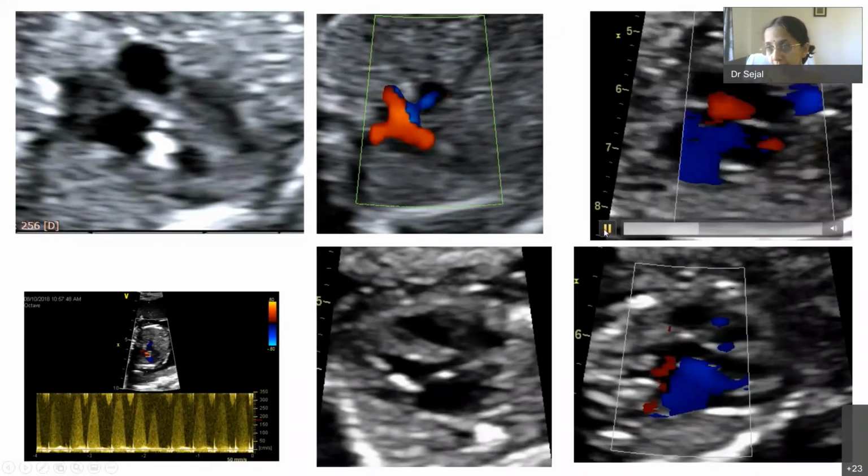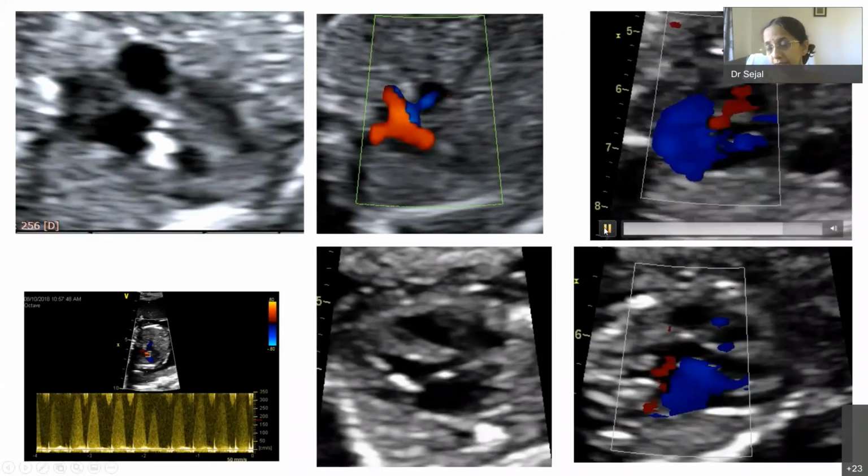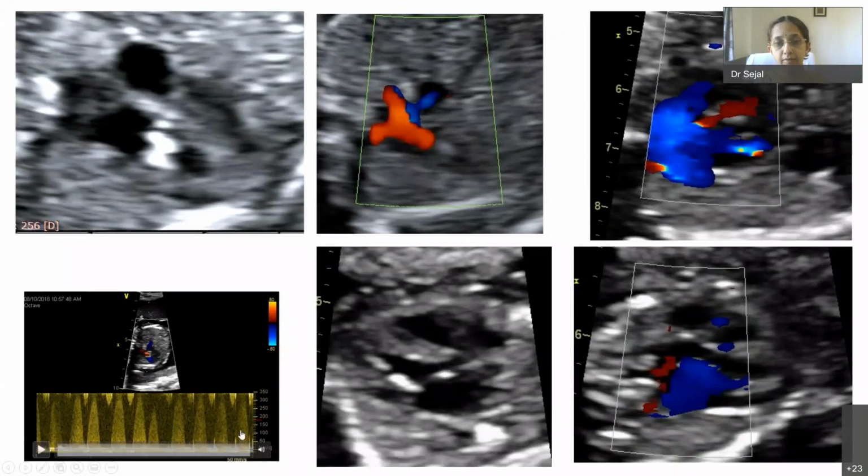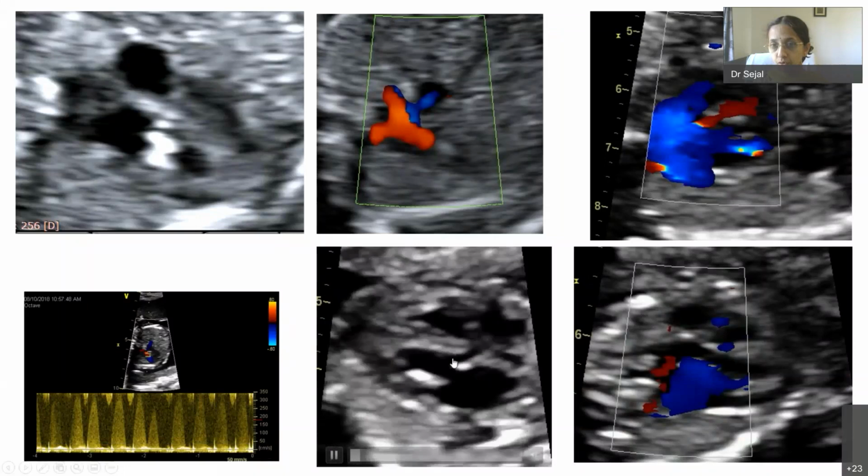Normally the PFO should shunt right to left. If it's shunting from left to right, I know that there is something to do with an abnormality in the left heart. This is a Doppler of my aortic valve. So my aortic valve Doppler velocity is 300 centimeters per second.